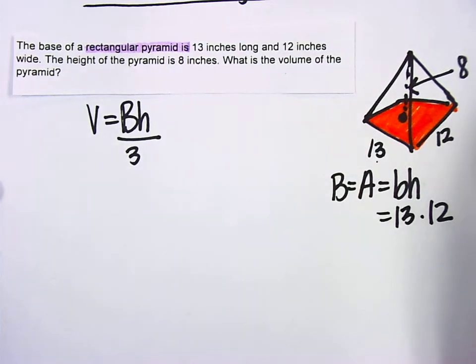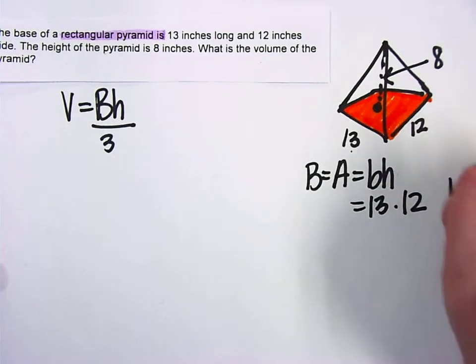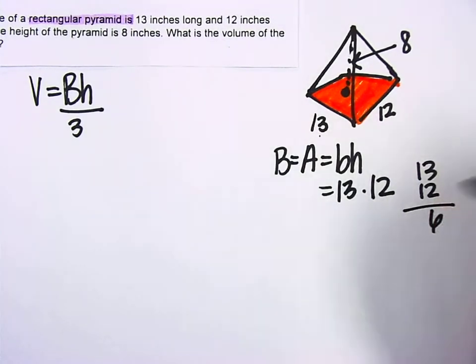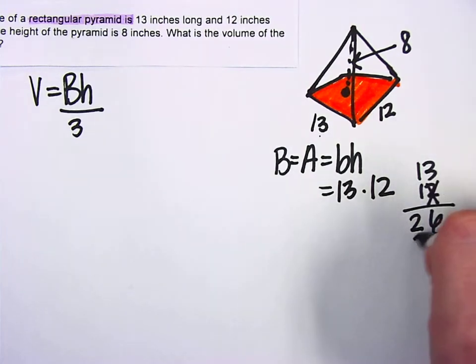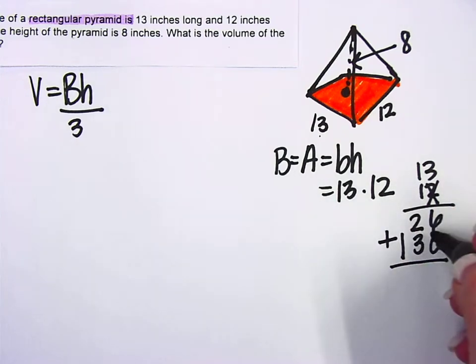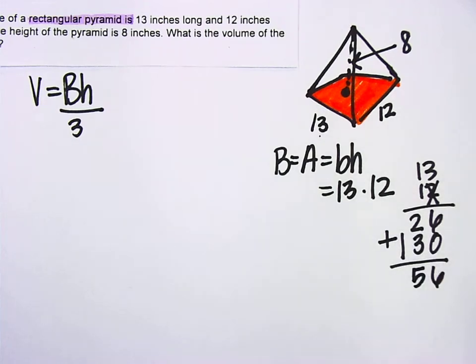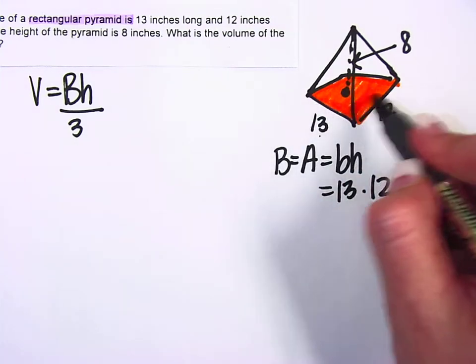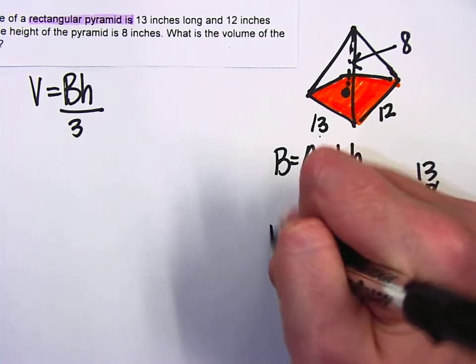Now I'm going to come over here and stack them so that I can multiply. 3 times 2 is 6. 2 times 1 is 2. I'm done with the 2. 3 times 1 is 3, and 1 times 1 is 1. Now I'm just going to add these together. 6 plus 0 is 6. 3 plus 2 is 5. And 1 is 156. So since the area of the shape at the bottom, my base, is 156, big B equals 156.